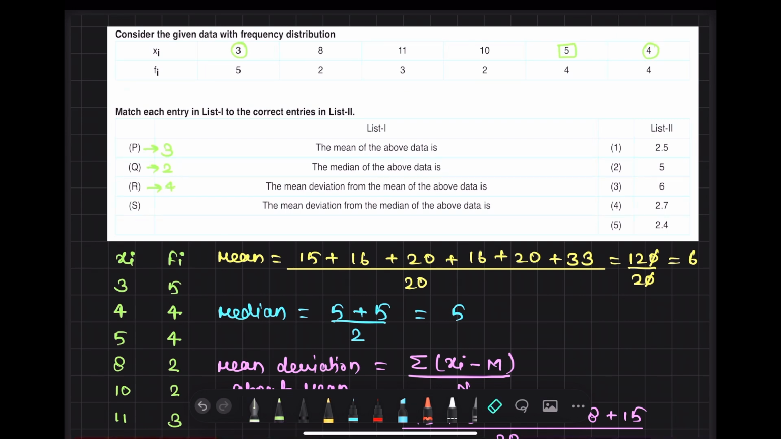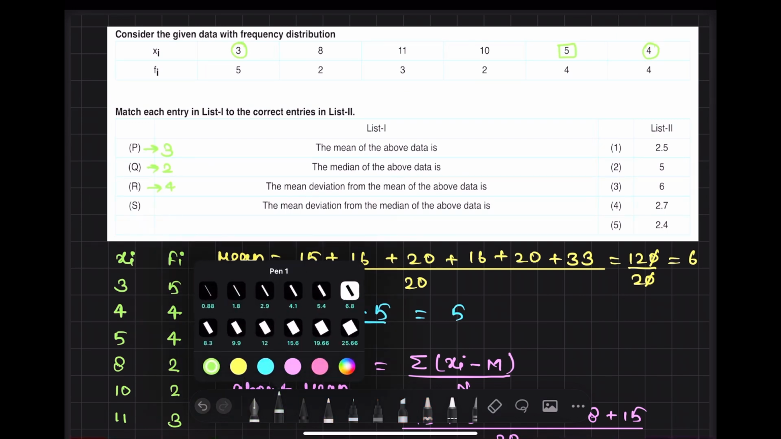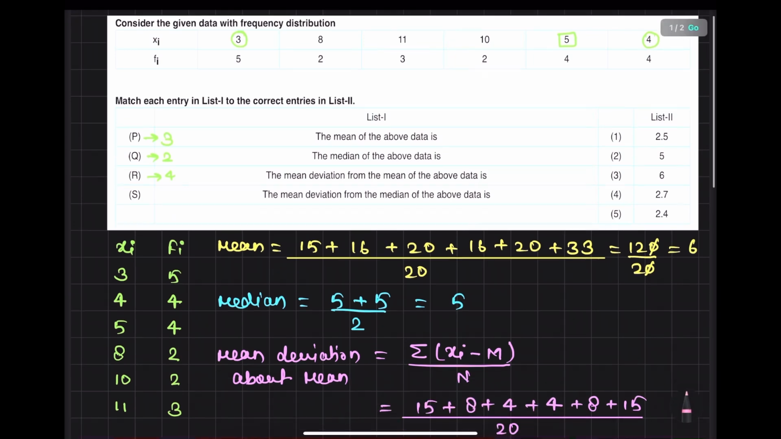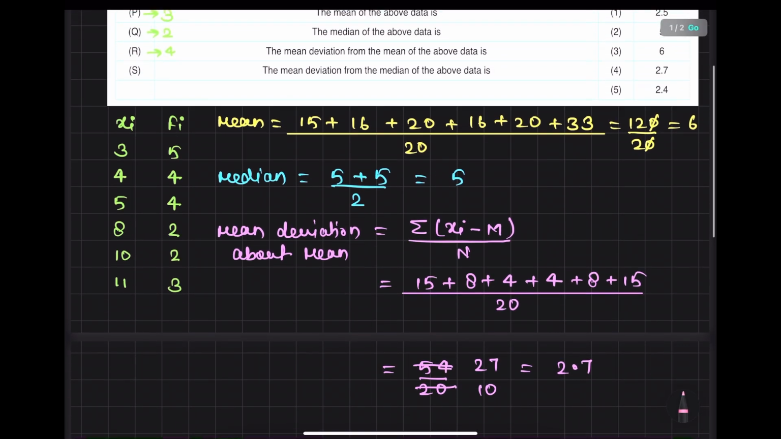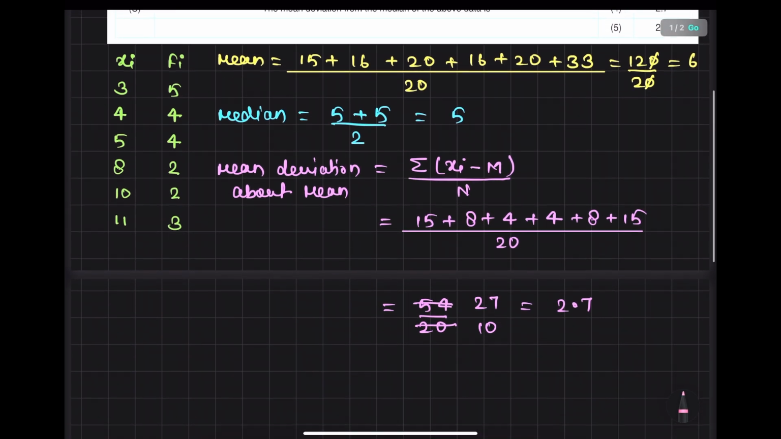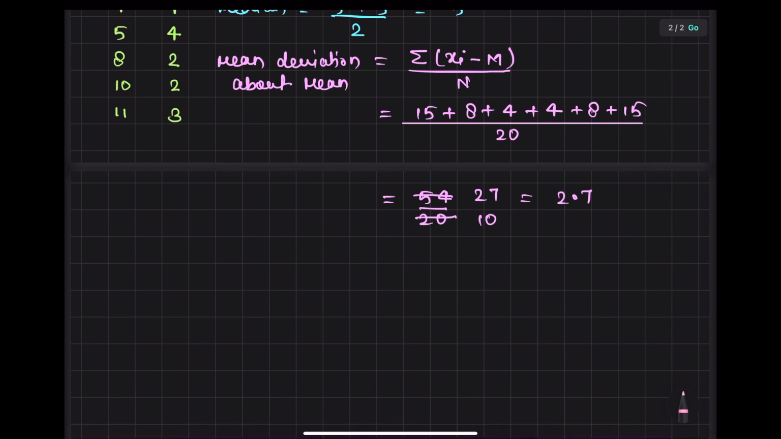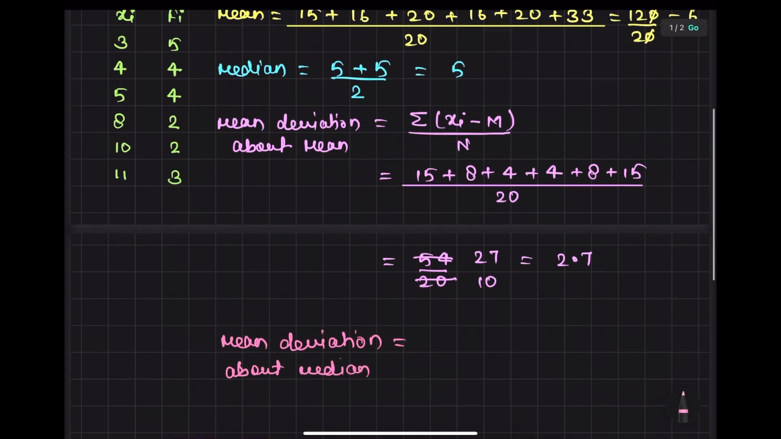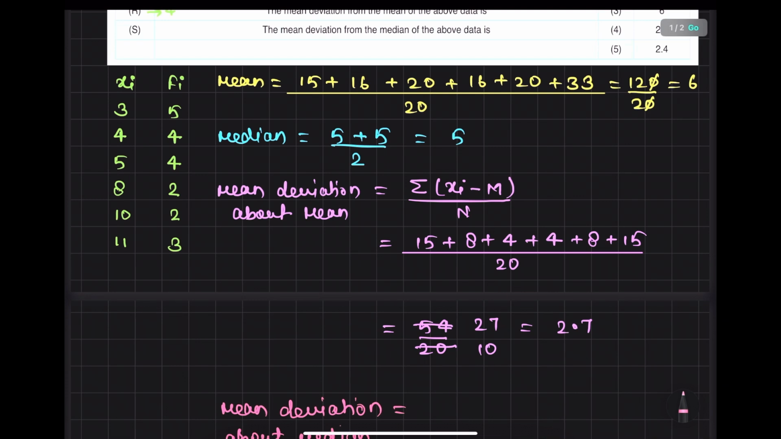Is that okay? Now we will go with the last question, mean deviation about median. Okay, mean deviation about median. And in this you are not supposed to do anything different, rather this time you will subtract 5 from all the elements.